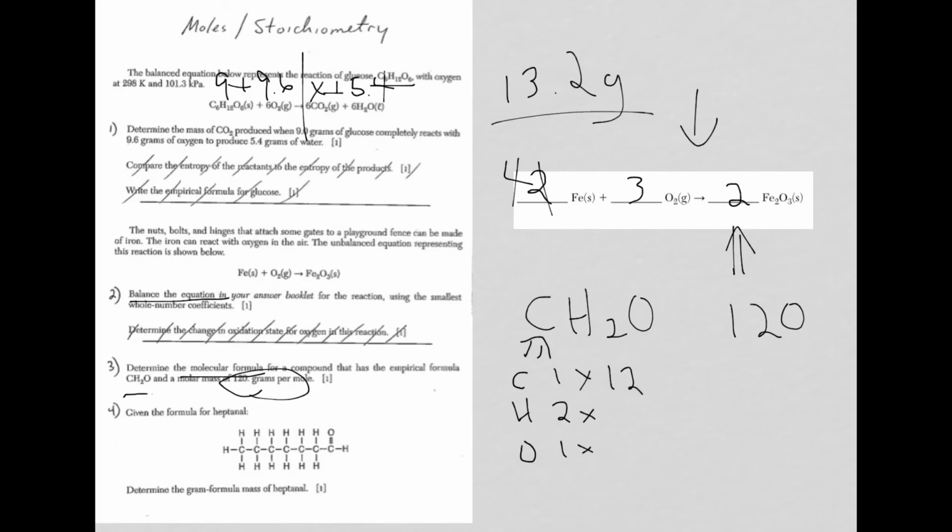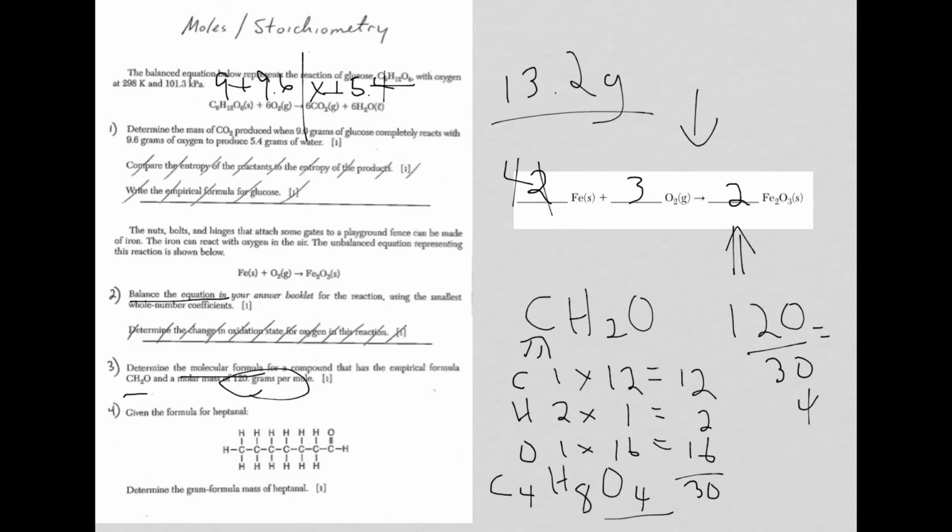So 12, 1, and 16. I got to multiply these out. 12, 2, and 16. And of course, then I have to add them up, and I get 30. So that's step 1. Step 2 is I'm going to take my gram formula mass of 120, and I'm going to divide it by 30. So 120 obviously divided by 30, I get the number 4. And now what do I have to do with that 4? I got to multiply it through my empirical formula. So it's going to be C4, H8, and O4. And there's my answer.